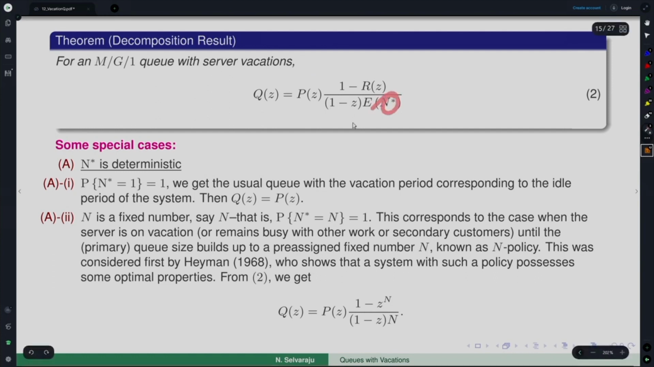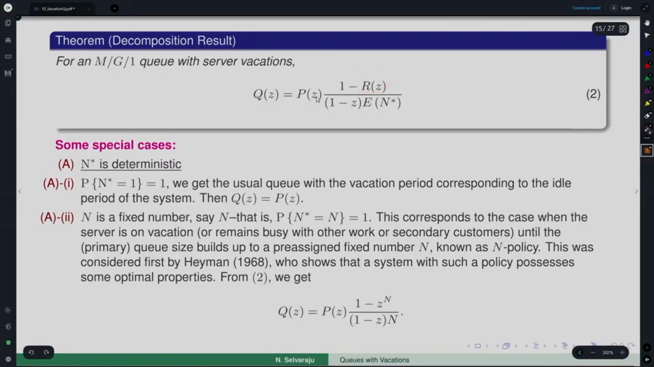You know that n star is the number of customers when you start the busy period. So, that number would depend on the vacation duration. R of Z is its PGF. So, this is what one can obtain, but the proof we are not going to do; one can look elsewhere. For example, one can look at the basic paper on this, from 1984 by Fuhrmann, and have a look at that.